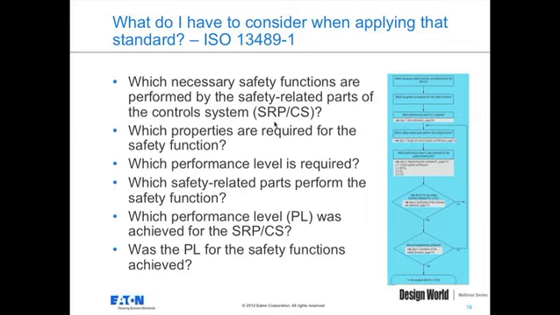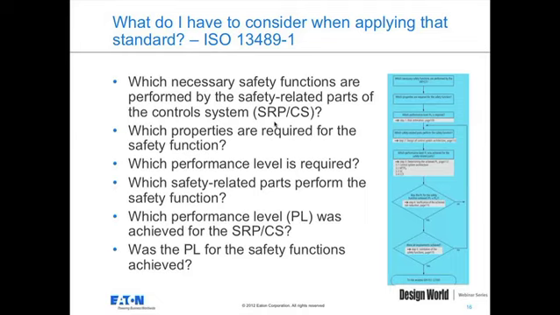So the questions you have to ask or be able to answer when going through an ISO 13849 calculation is which necessary safety functions are going to be performed. So are you going to have an e-stop circuit? Are you going to have a light curtain, zero speed monitoring? What safety functions will the control system be required to perform? Which properties are required for the safety function? So what is it that they need to do? Which performance level is required? So, again, what level of safety do you need to design to? We'll go through that.